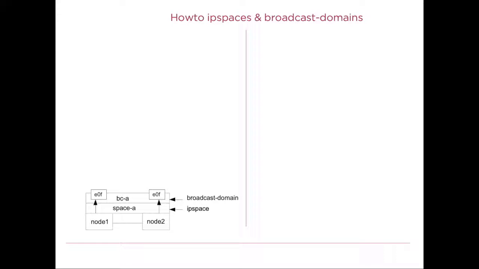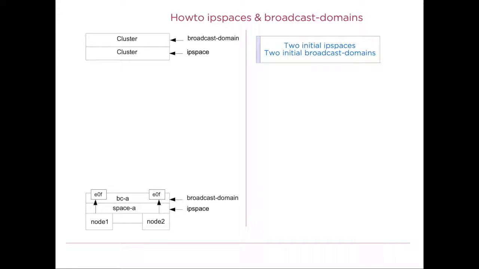After cluster setup, there are 2 IP spaces, the cluster IP space and the default IP space. Each IP space has its own broadcast domain by the same name. The cluster broadcast domain contains 2 ports per node. This IP space and broadcast domain is reserved for the cluster interconnect. So if you have a 4-node cluster, you will have 8 ports in the cluster broadcast domain.